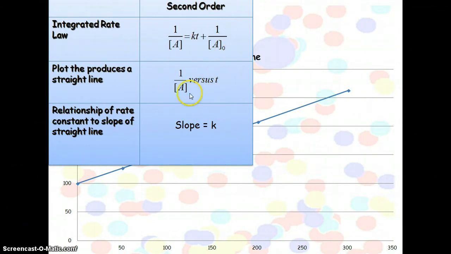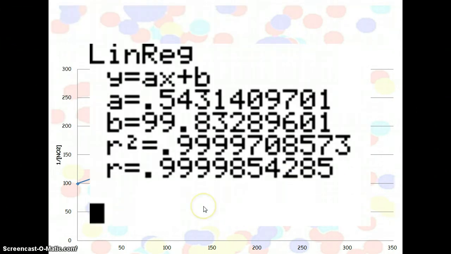We know that the 1 over concentration versus time graph is what produces the straight line. And again, because this is in y equals mx plus b form, the slope is k. But for this one, it's positive k, not negative k. So if we look at our regression analysis, again looking at the letter A, because that's where the k would be, we see that our k for this equation is 0.543.